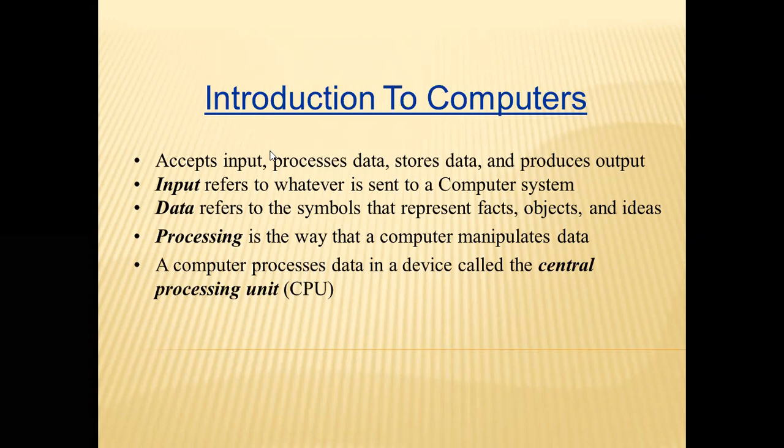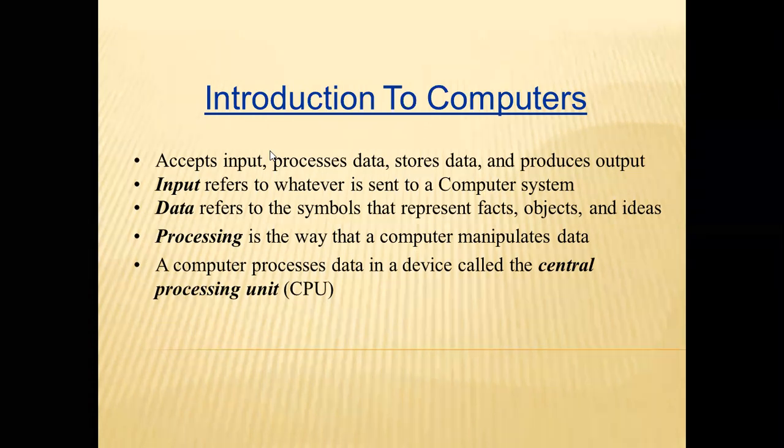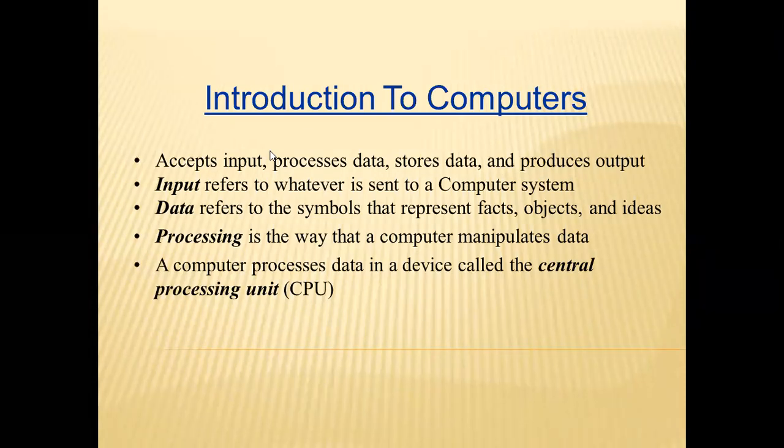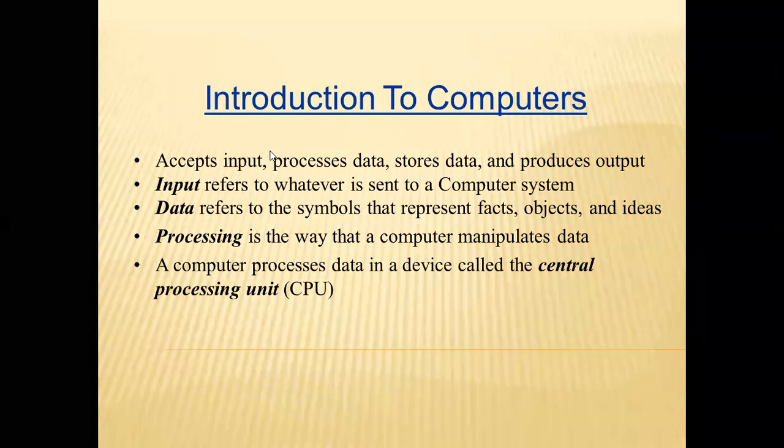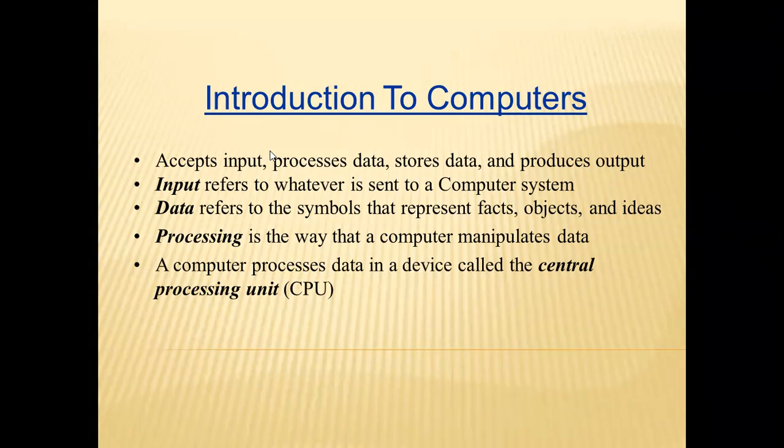Now the computer will give me the result of that data only. That is known as processing, when from the whole of the BBA students, I get only the third semester students. That is the processing part. This processing is done in the central processing unit, that is the CPU. Clear?